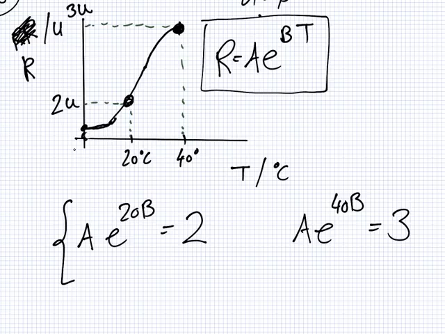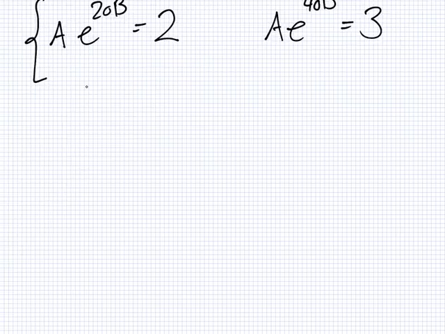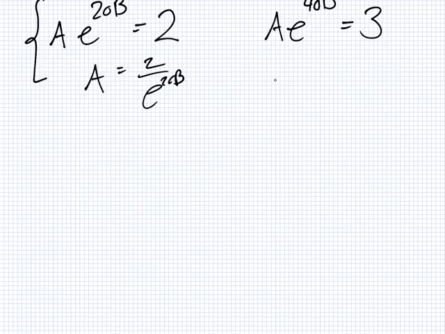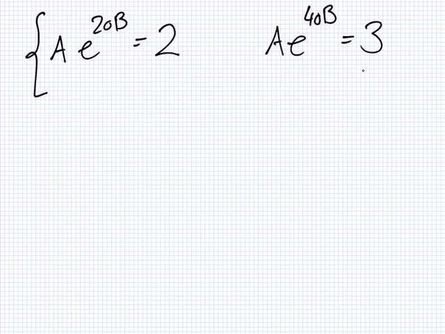Okay. So let's have a look at this. Now I said there's two ways to do this one. One way you could do it is you could say A equals 2 over e^(20b), and here A equals 3 over e^(40b), and then make them equal. But there is another way to do it which I prefer. It's a little bit quicker, a little bit neater. Not substitution, dividing them.